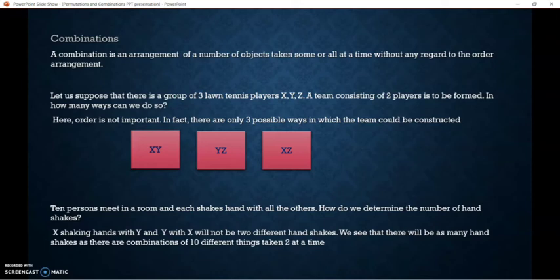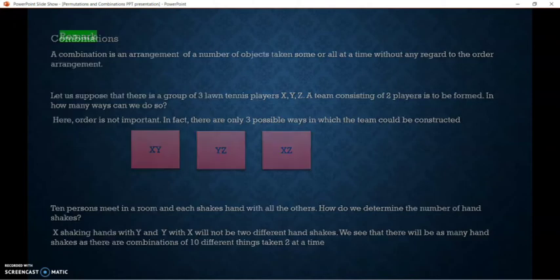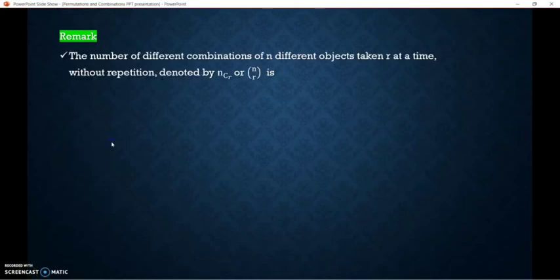So the total number of handshakes would be the combination of 10 different objects taken two at a time. This is clear, right? As we have seen in the previous problems, let's look at the same kind of ideas and formulas for combination as well.